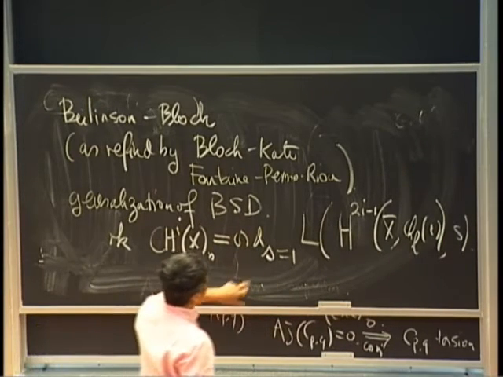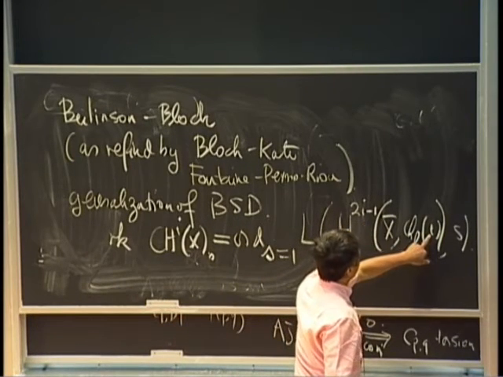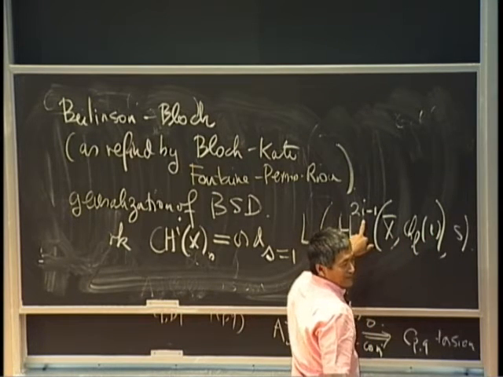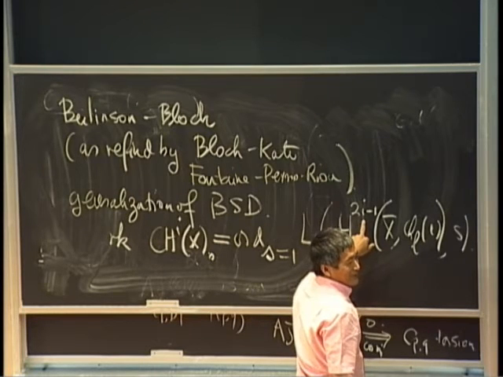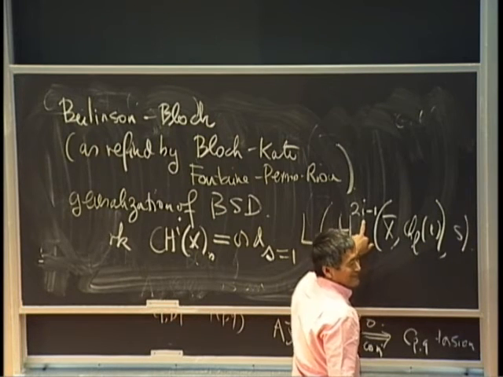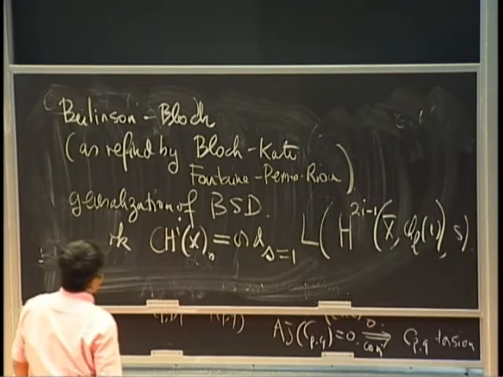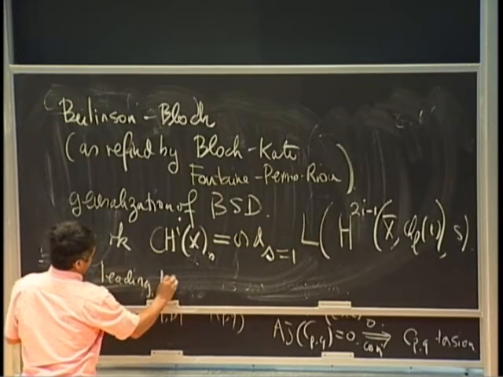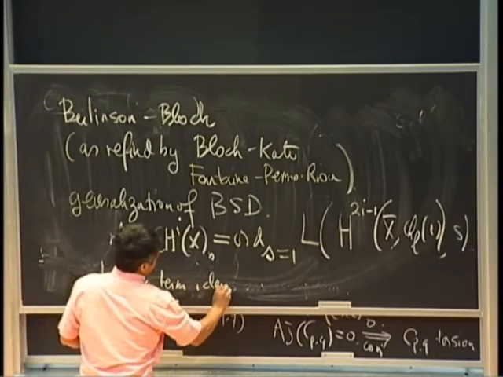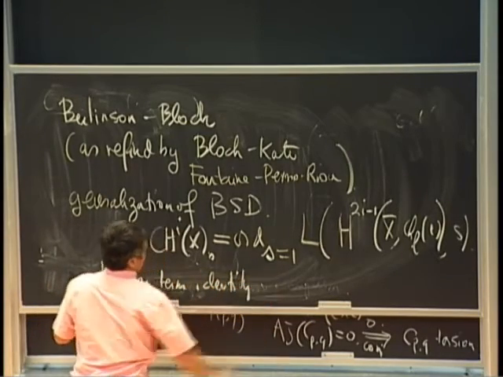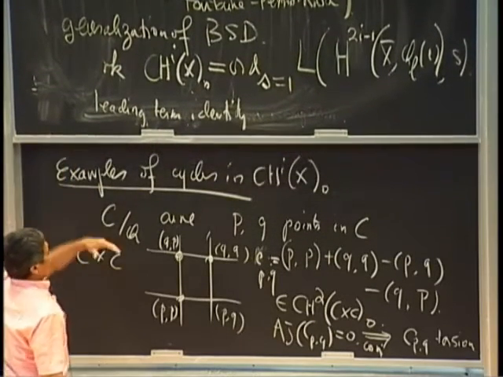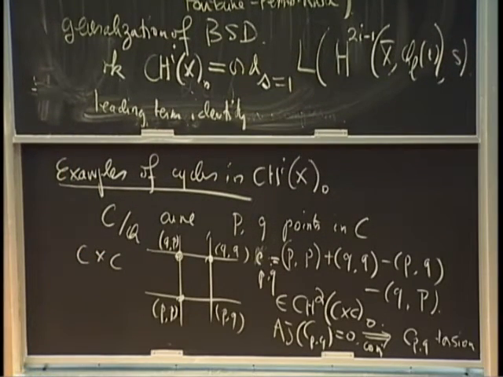So this is weight 2i minus 1, this is weight negative 2i, so you get negative 1. It's like the theta module of a modular curve: weight 1, weight negative 1. And of course you have a leading term identity. We're not going to describe that, but this conjecture will help you.